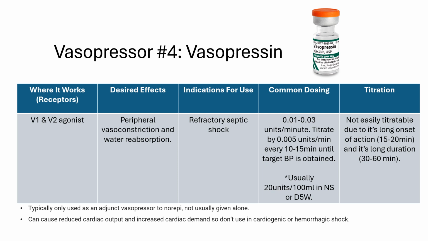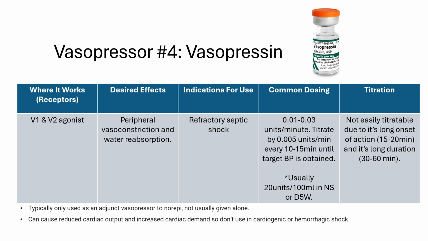When we think about common dosing, it's going to be different than all the other ones that we've talked about. So this is 0.01 to 0.03 units per minute, right? So usually this is 20 units in 100 mLs of normal saline or D5W. And we're going to titrate by 0.005 units per minute every 10 to 15 minutes until we get to our target blood pressure. So this one is different. It's not micrograms, it's not milligrams, it's units.